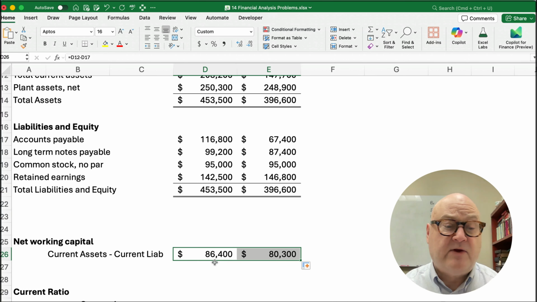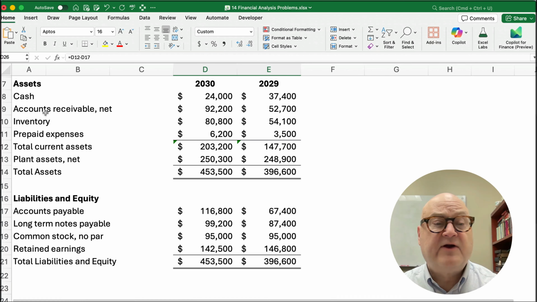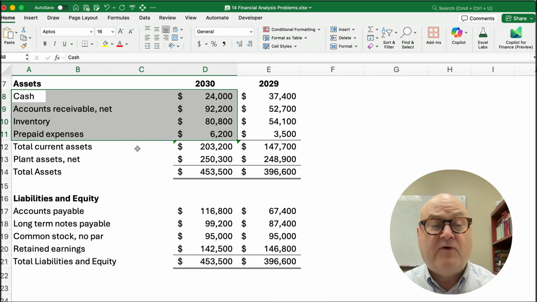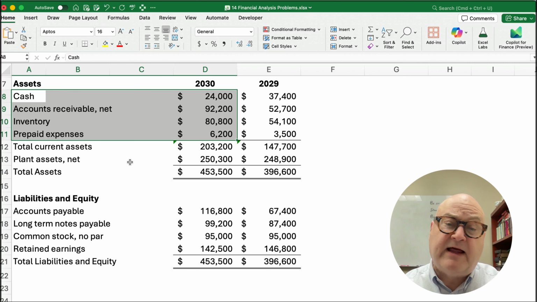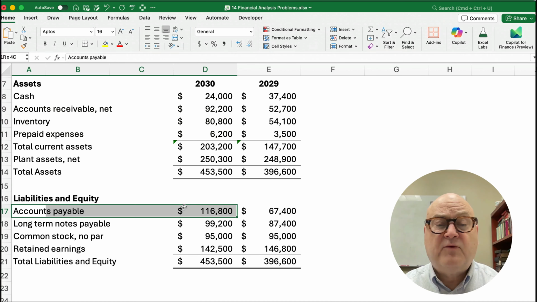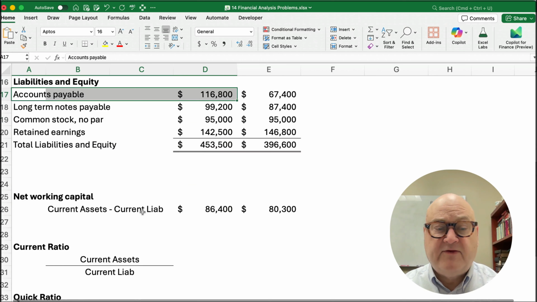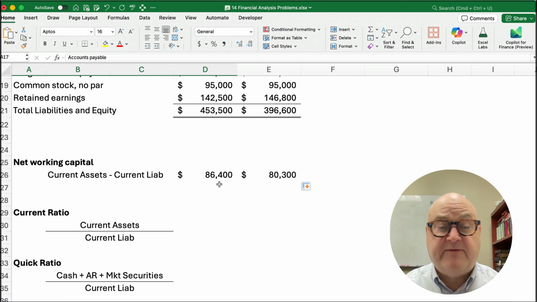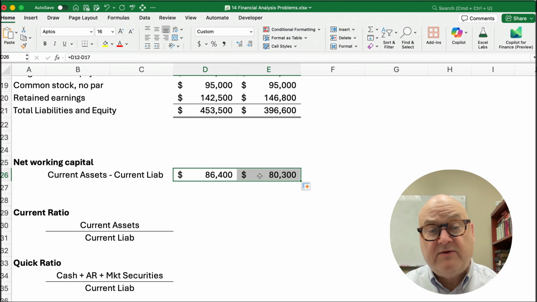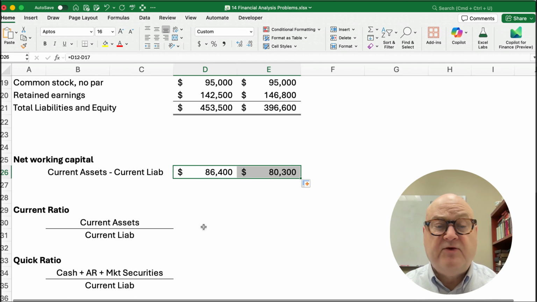Think about what current assets are. Current assets would be at least these four: cash, accounts receivable, inventory, prepaid expenses. It could be something like marketable securities or supplies. This is what we have to work with to pay our debts. We're getting money in on accounts receivable, we're paying for inventory and so on. So this is one thing that we calculate a lot of times. Now, this is not really a true ratio because it's a dollar amount, but the next two are really ratios.